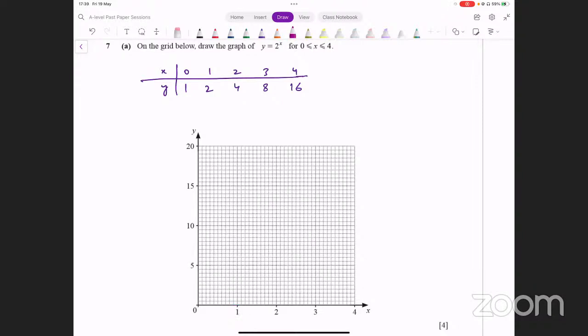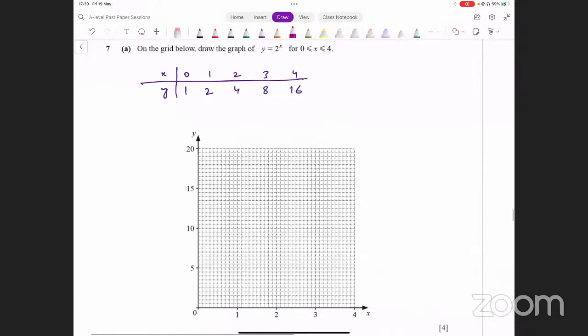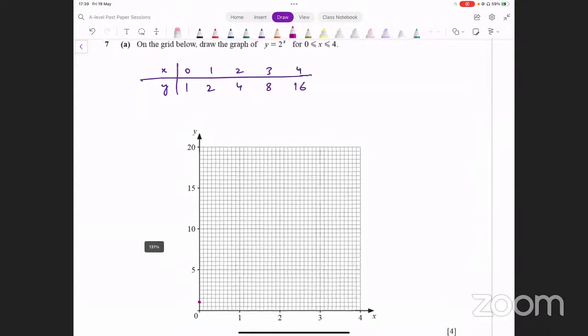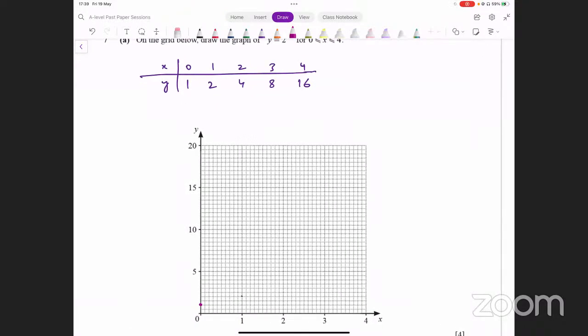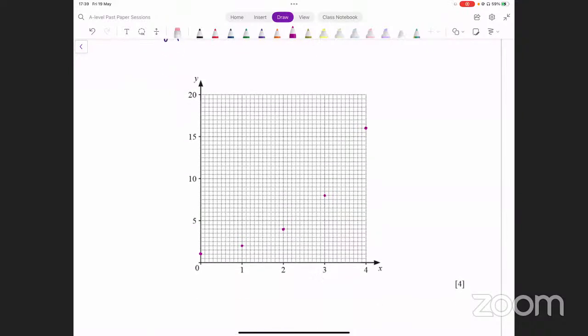Now horizontally हमें क्या करना है? 0 पे 1, 0 and 1, this is 1 point that we have to mark. Let's mark that first of all. Then 1 and 2, where is that going to be? That is going to be here. Then 2 and 4, that should be here. 3 and 8, ध्यान रखते हैं मिडिल में 7.5 होगा, उससे 1 box ऊपर 8, and then 4 and 16, that should be right here. Okay, you have these points. Now just draw a smooth curve through these points, and that's going to be your sketch.